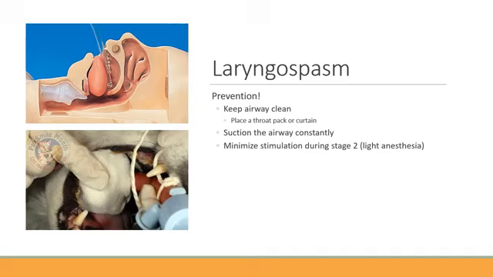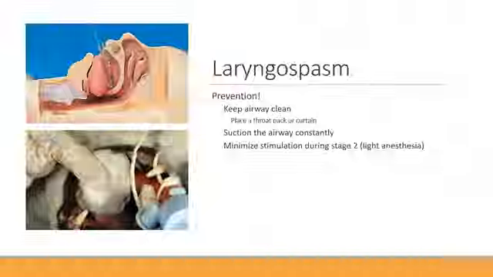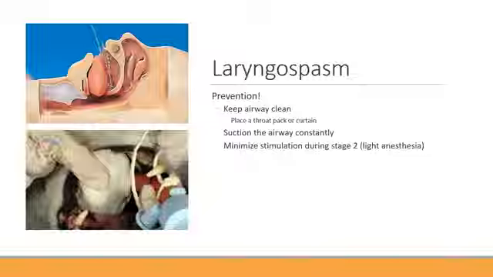The next thing we do is we need to make sure that we have suction readily available and keep the suction going so we can remove any sort of fluid, blood, saliva, secretions, irrigation, any of that stuff from stimulating the vocal cords as well. So we're constantly suctioning the airway. Your assistant's going to be doing that while you're working. And then we certainly want to make sure that we minimize any sort of stimulation, especially during stage 2. Remember that this is only going to include patients that are generally anesthetized, because at stage 2, they're especially prone to laryngospasm.